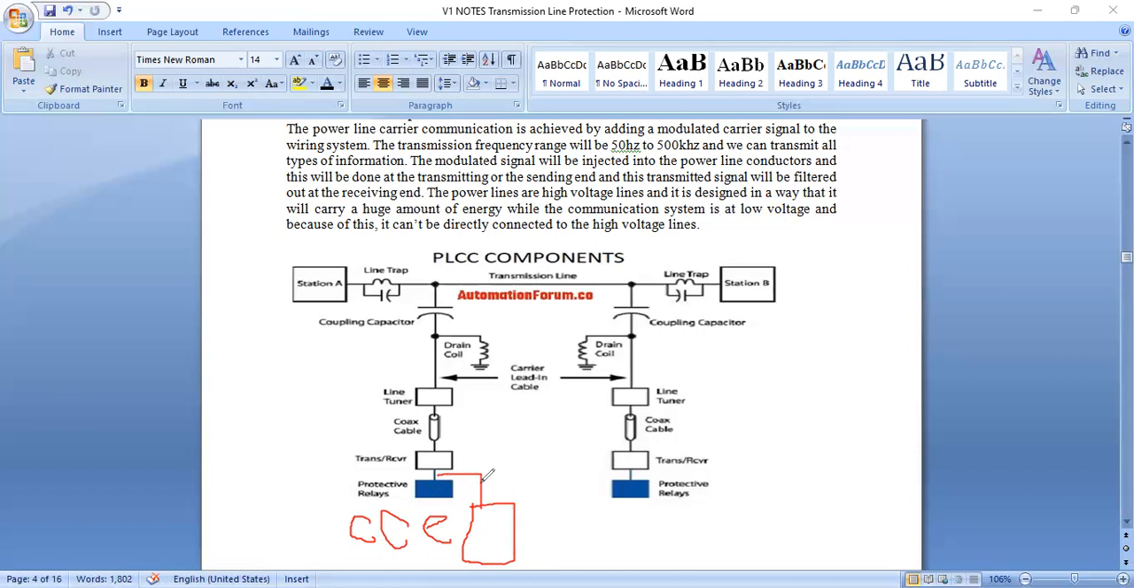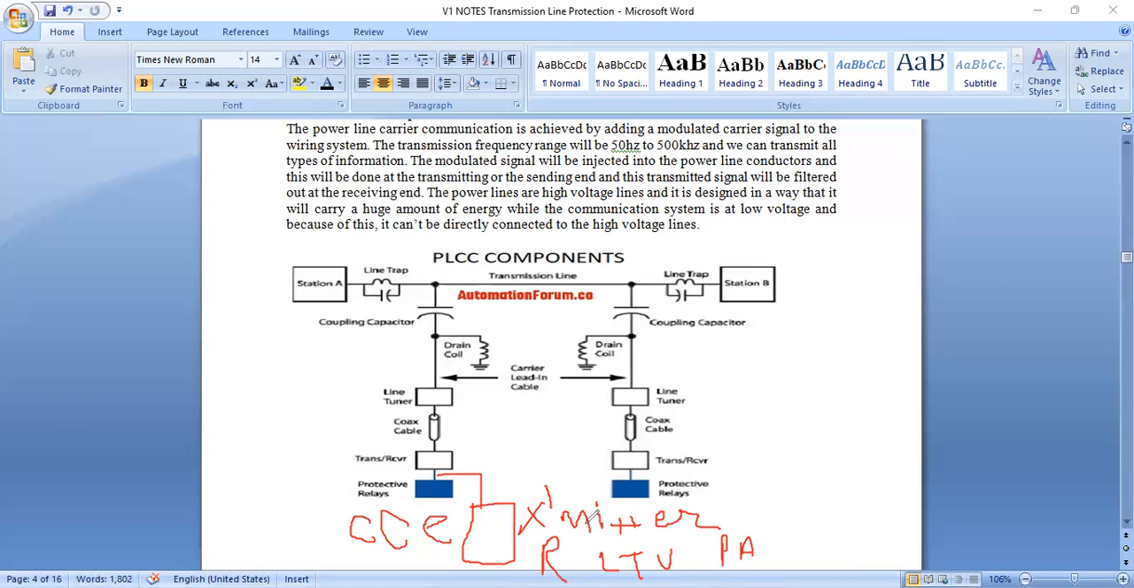This cable you have to connect with the respective relay, because the transmitter connects in the carrier current equipment. Then the second one is the receiver. Then third, line tuning unit, then power amplifier, and then master oscillator.